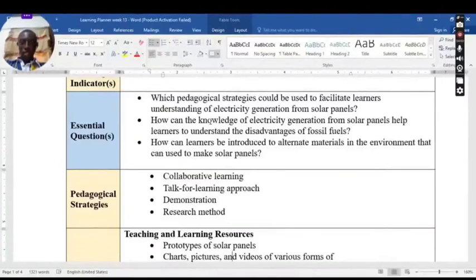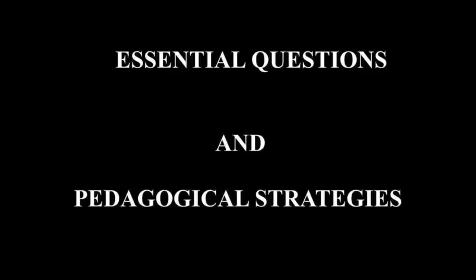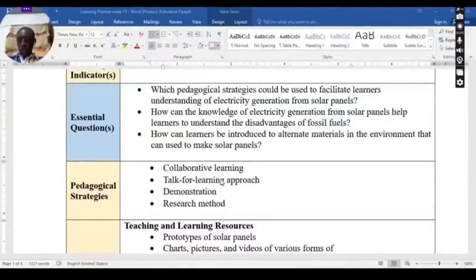The first question is a question to the teacher: which teaching method, pedagogical strategy is he going to use to help the learner understand the topic? Apart from the first question, which concerns which teaching method is best to help the learners understand the topic, the second one is that the essential question should be about the environment. Then the third one is that the question should be about the learner.